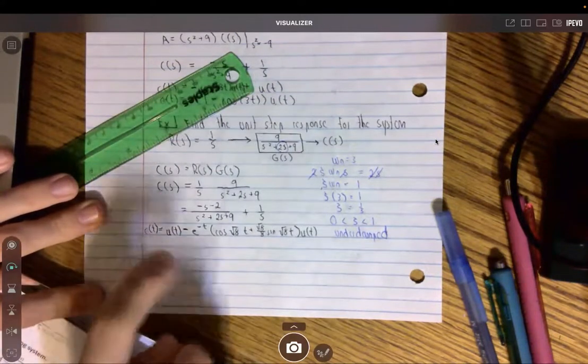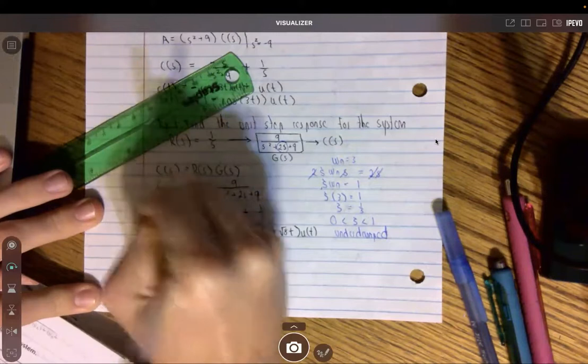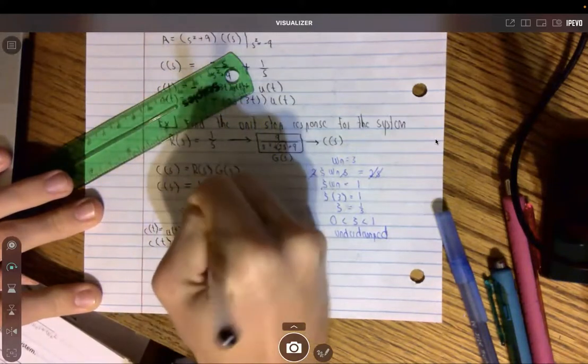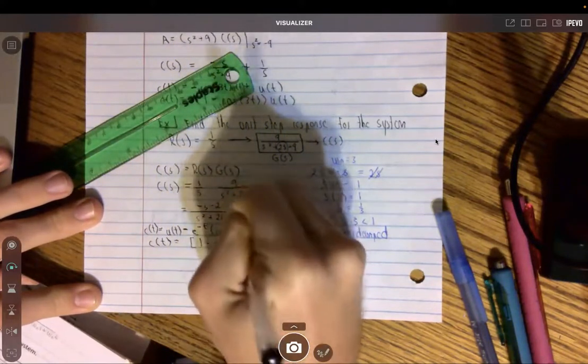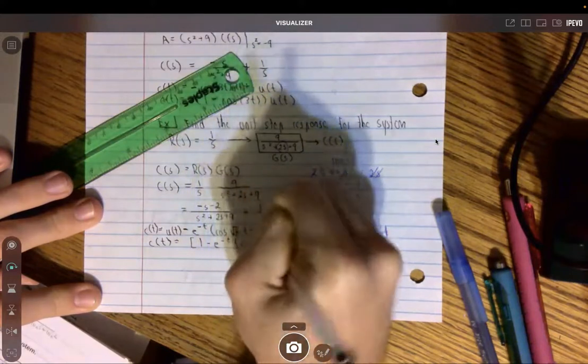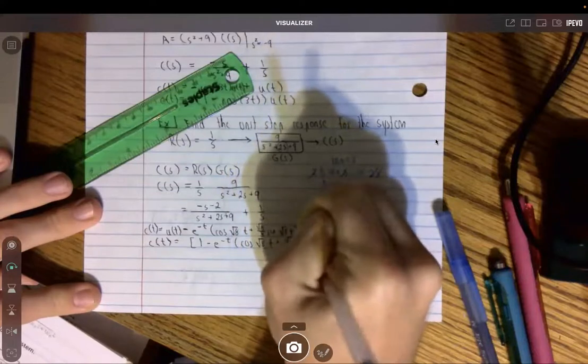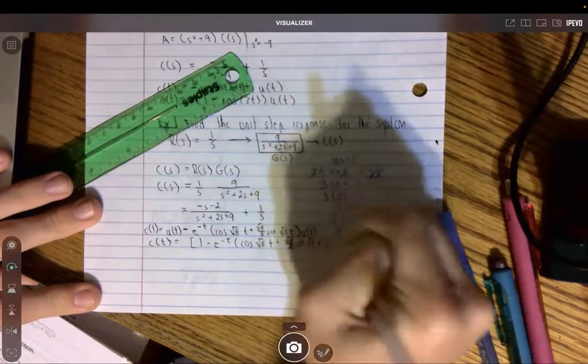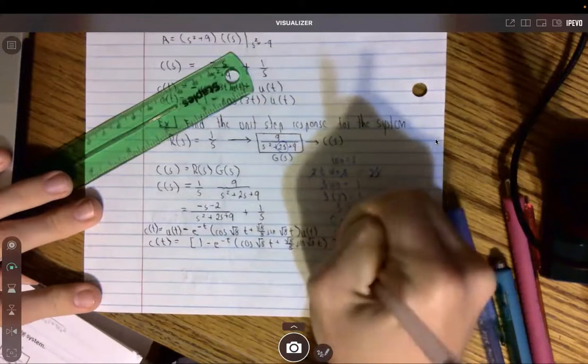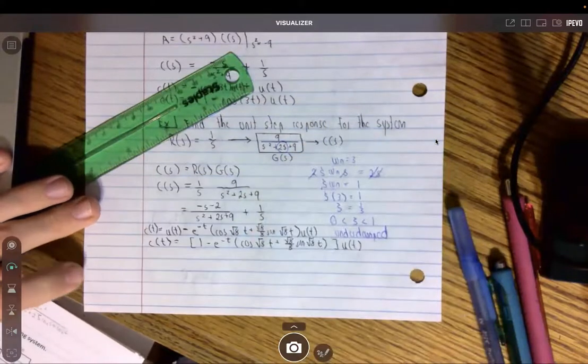And then now we could take out that u(t) common to both terms. So you're going to get 1 minus e to the negative t, and then cosine square root 8t plus square root 8 over 8 sine square root 8t. And this is going to be all multiplied by u(t). So that would be your answer.